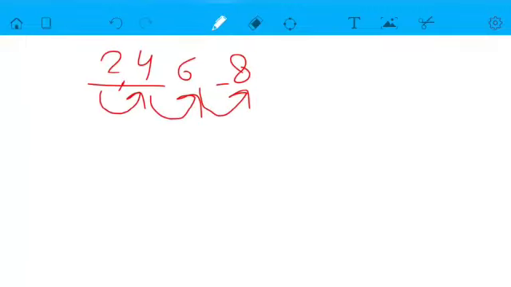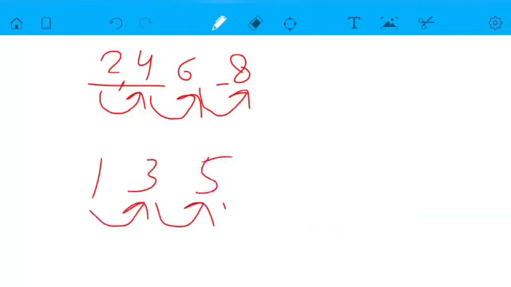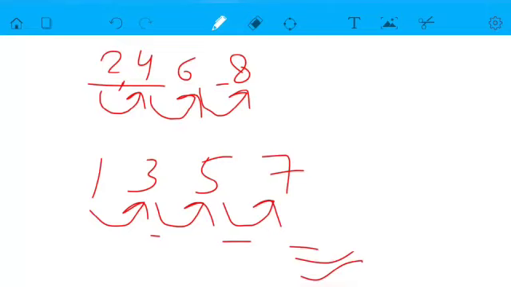Now, what is the consecutive odd number of 1? You will say 3. What is the consecutive odd number for 3? You will say 5. What is the consecutive odd number for 5? You will say 7, because these are odd numbers. So in this way we can write the consecutive odd numbers.